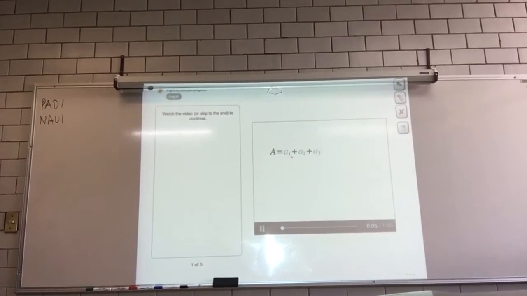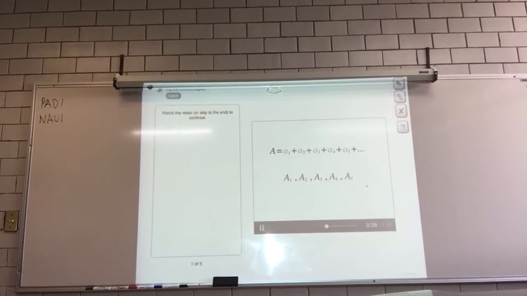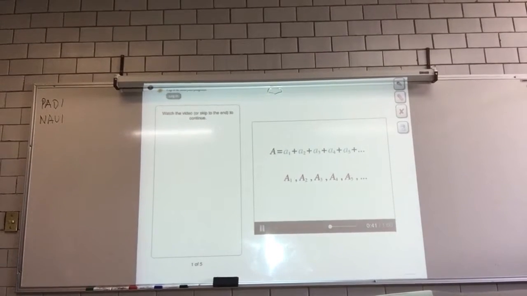Suppose you have the series A1 plus A2 plus A3 plus A4 plus A5 and so on. A partial sum is the sum of the first few terms of a series. So for this series here, the first partial sum, which we can write as capital A1, is the sum of the first one terms, which is just A1. The second partial sum, or A2, is the sum of the first two terms, so that's A1 plus A2. The third partial sum is the sum of the first three terms. A4 is the sum of the first four terms, A5 is the sum of the first five terms, and so on.